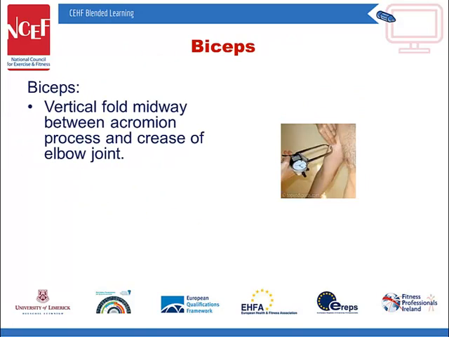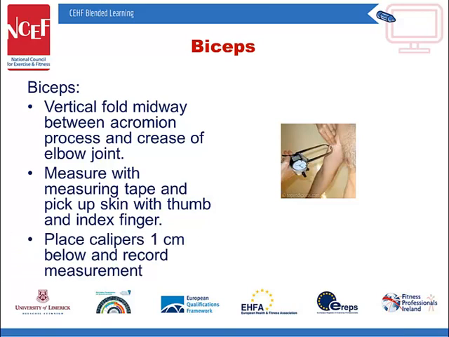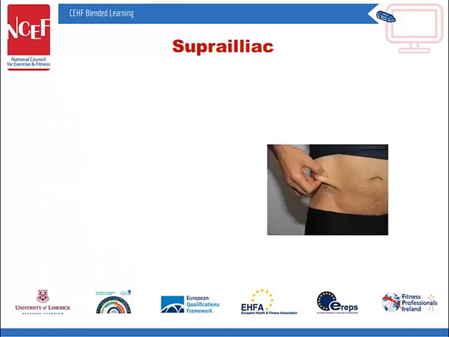The next one is the bicep. Again, it's a vertical fold midway between the acromion process again and the crease of the elbow joint. So you're going to measure again with the measuring tape and put a little mark on the skin, and that is where you're going to apply the calipers. So pick up the skin with the thumb and the index finger and put the calipers 1 centimetre below, again recording the measurement.